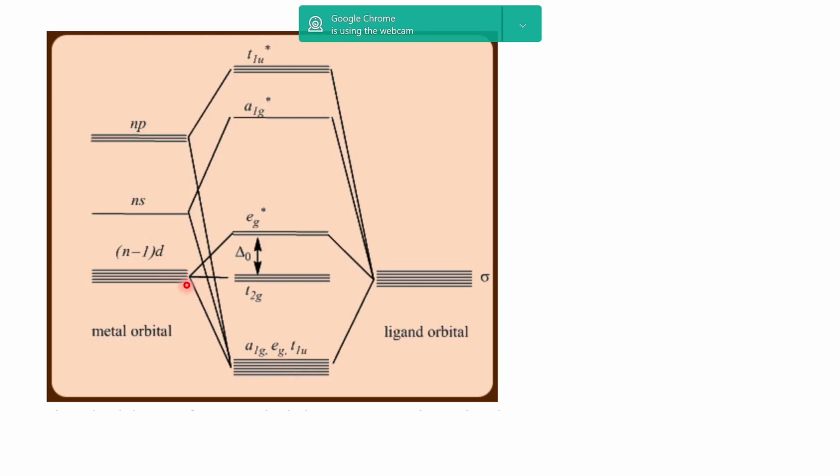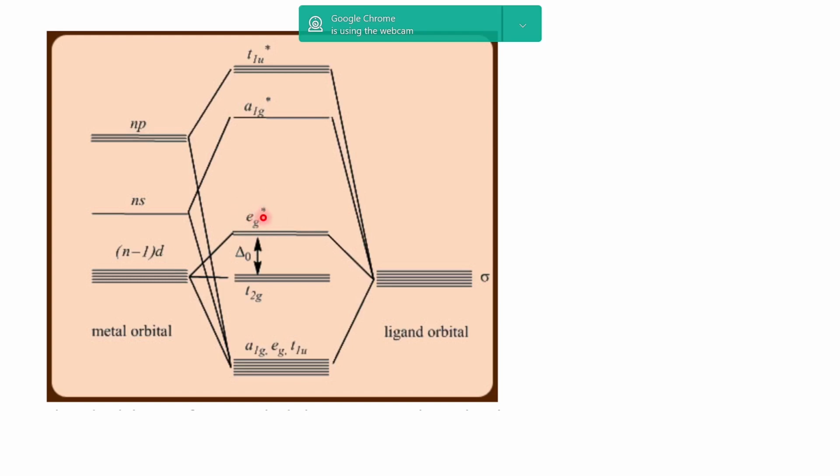Now the d orbitals are split into T2g and Eg star. Here I am only talking about the octahedral splitting. In the weak field ligand case, the T2g is a non-bonding orbital. It does not have any contribution from the ligand. It is purely a metal orbital, and at the same time, the Eg is an anti-bonding orbital. That's why it is Eg star.